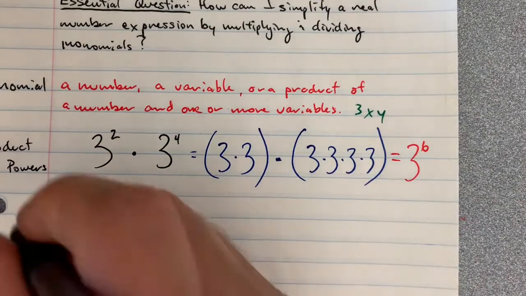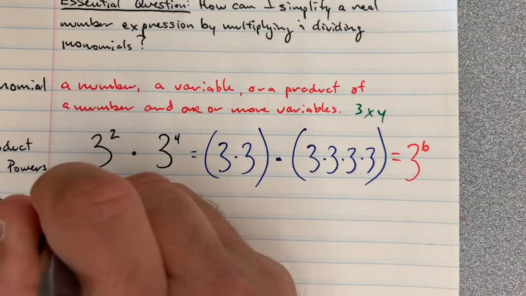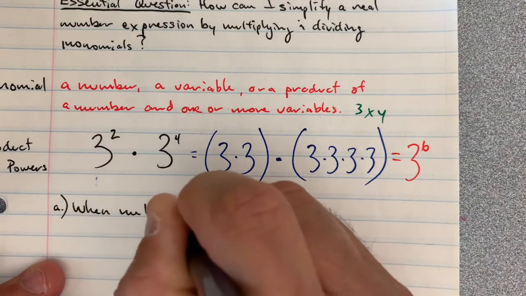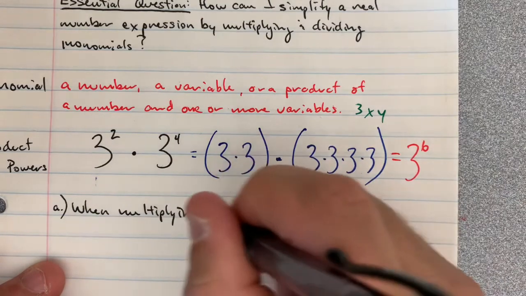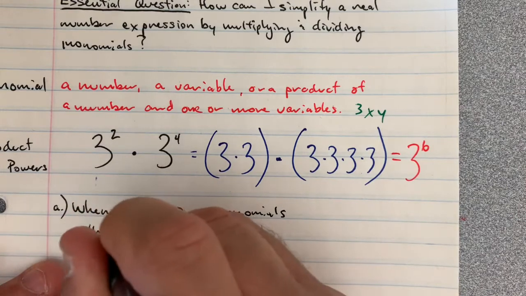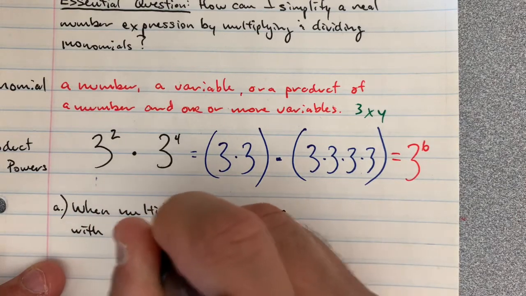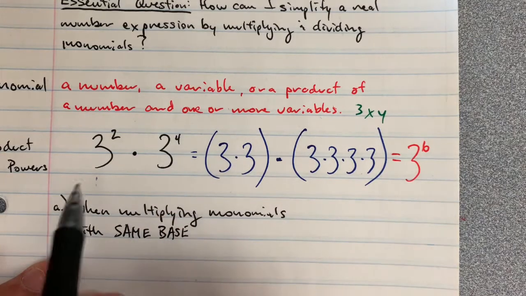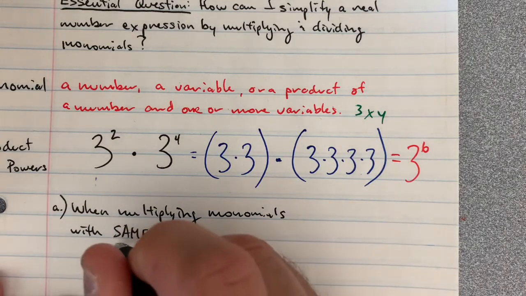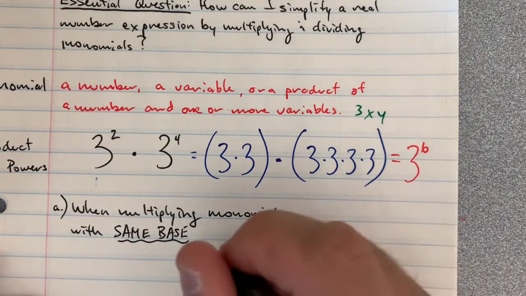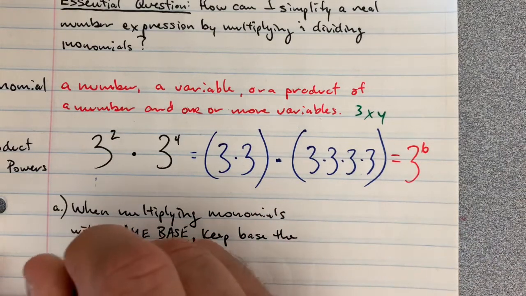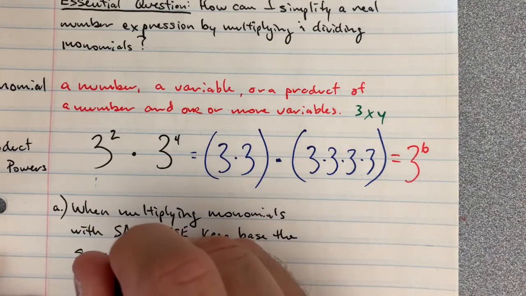So my little rule here. When multiplying monomials with the same base, it's got to be the same base. It's got to be a 3 and a 3 or whatever I'm working with. It can't be a 3 and a 2, then these rules won't work. With the same base, I will keep the base the same, and add the exponents.